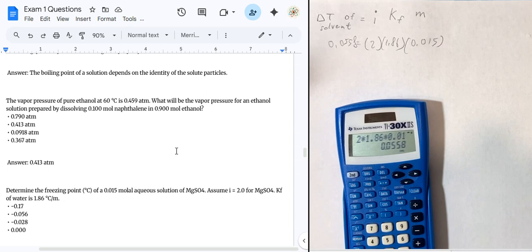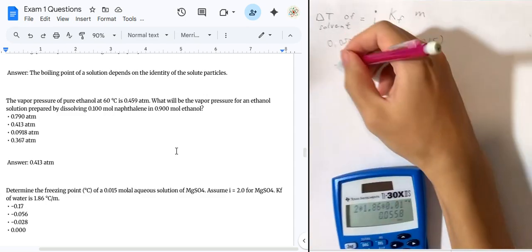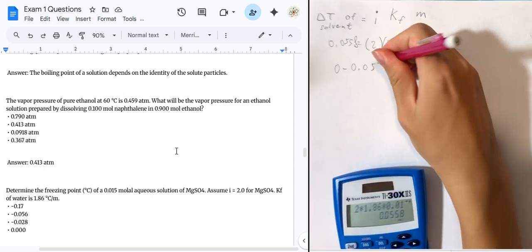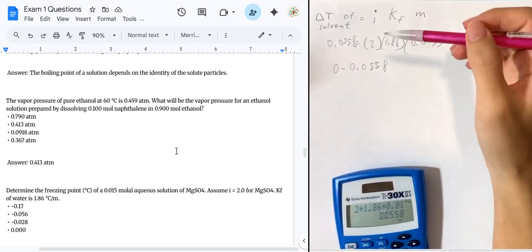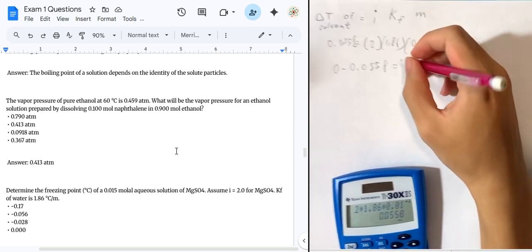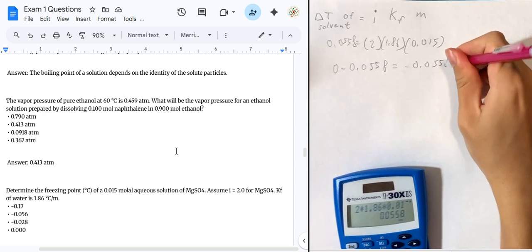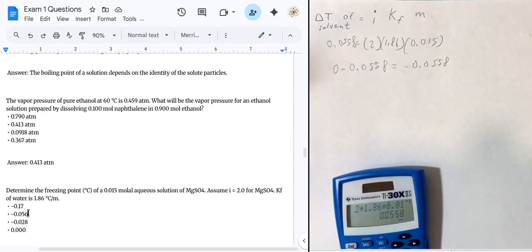We know that. So we do 0 minus the change in T of solvent that we got, which is equal to that. So the answer rounded is that.